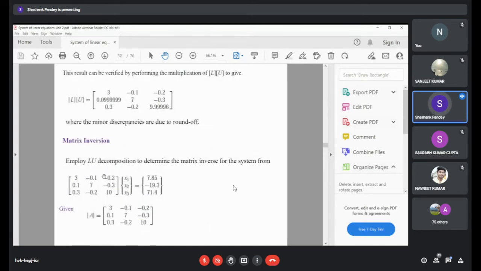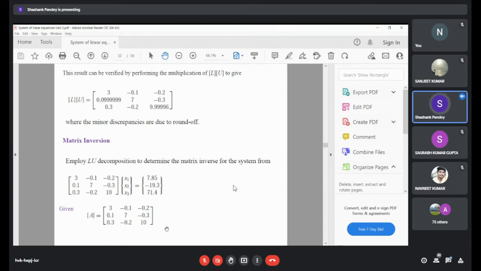We need to calculate the inverse of matrix A. Matrix A is given here. We will decompose this matrix into an upper triangular form and a lower triangular form.